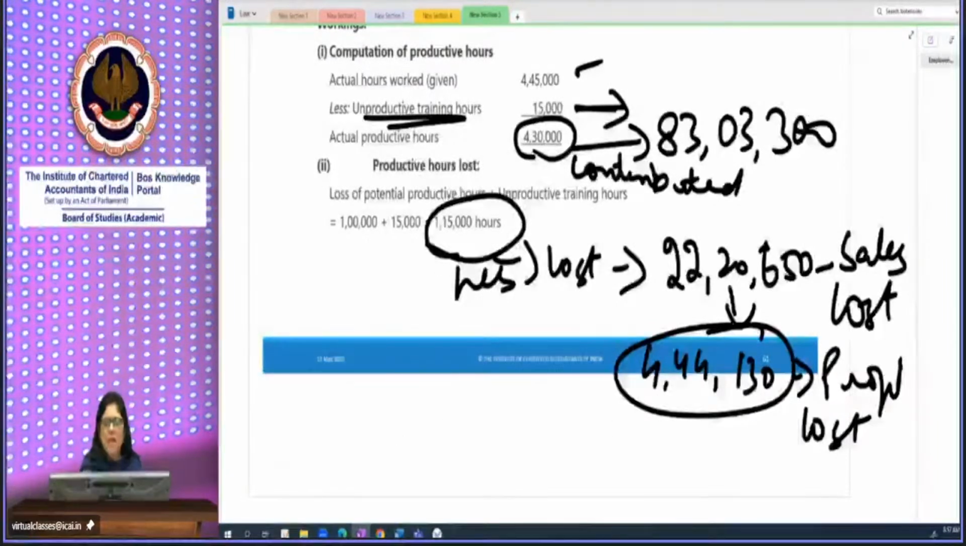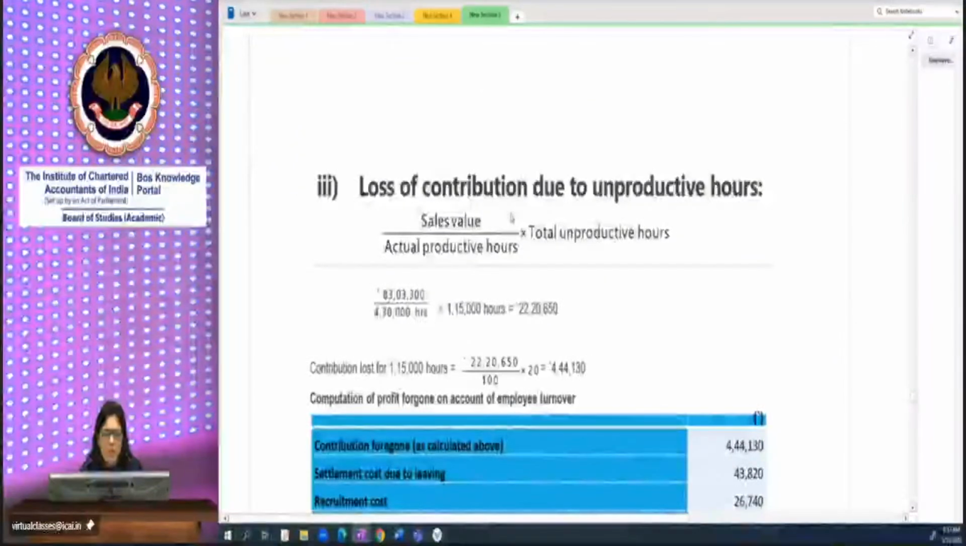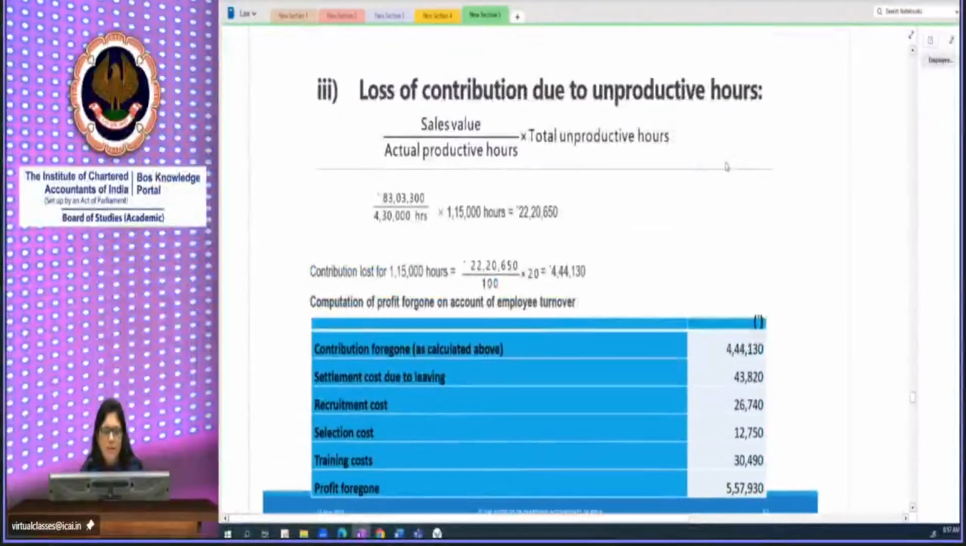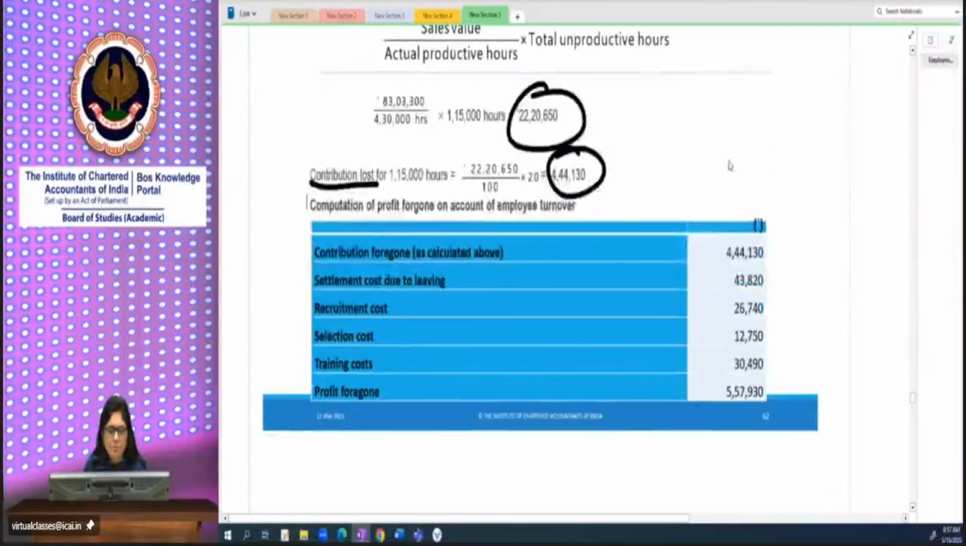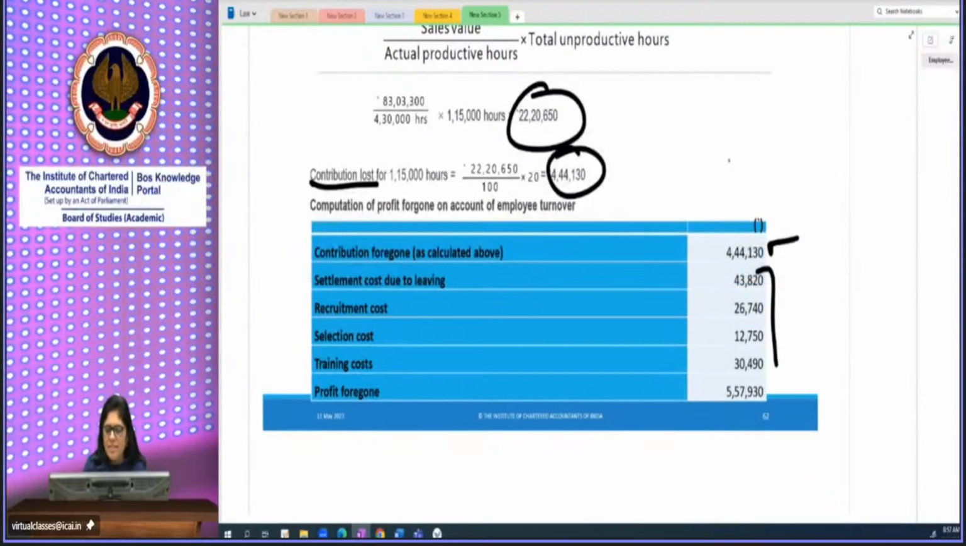These hours have contributed to this sales. We have lost this much sales due to unproductive hours, and on the sales we have lost, the profit is 20%. So this is the actual loss. This is how we have done it. This is how we calculated the sales, and this is the profit lost, contribution lost. Clear? So this is loss and these are the fixed costs. So this is the total profit foregone because of employee turnover.